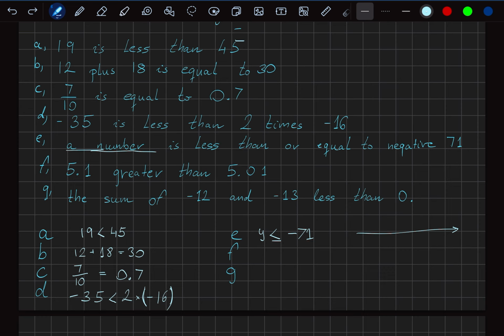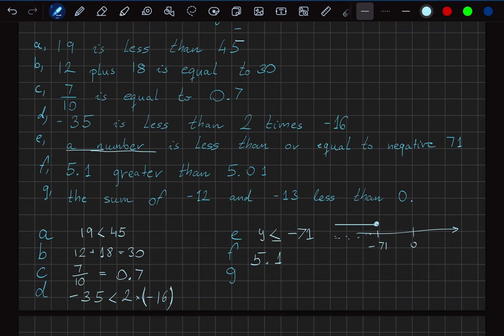A number, the y, or any number, will be a good solution in an equation system where the number is less than or equal to minus 71. So here will be the 0, here will be the minus 71, and we just mark that every number before the minus 71 and the minus 71 itself is a good solution. So this number, this number, and any number from the number line before the minus 71. And also minus 71 is a good solution. Okay.